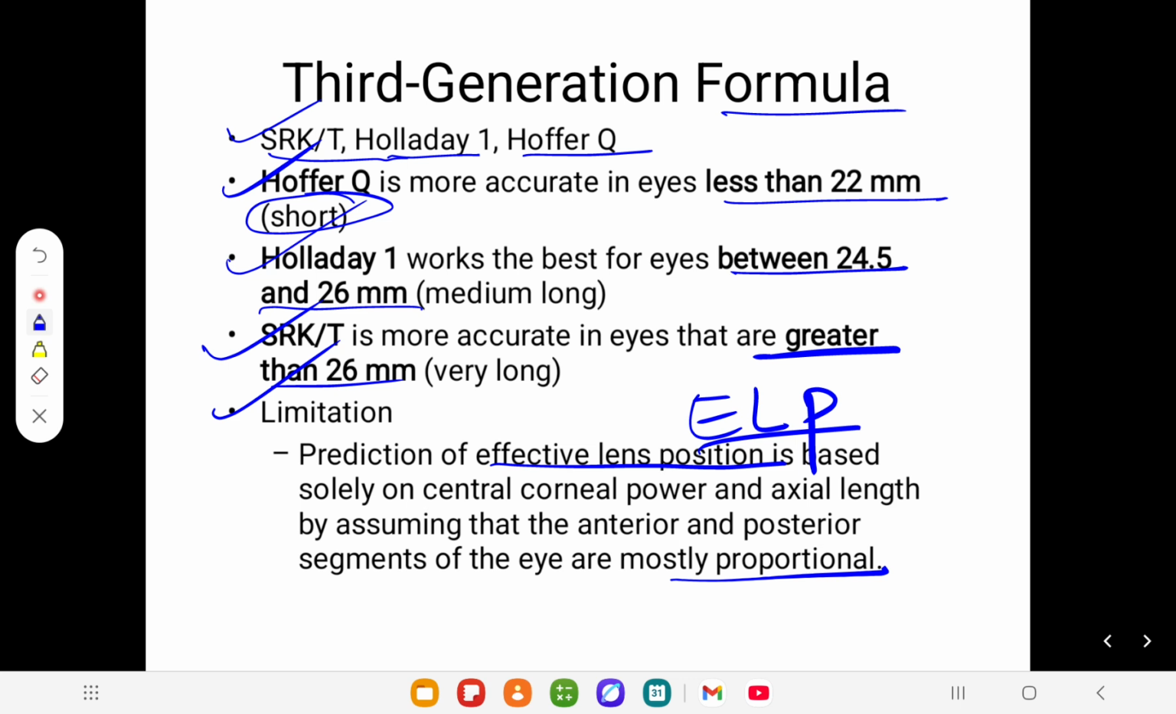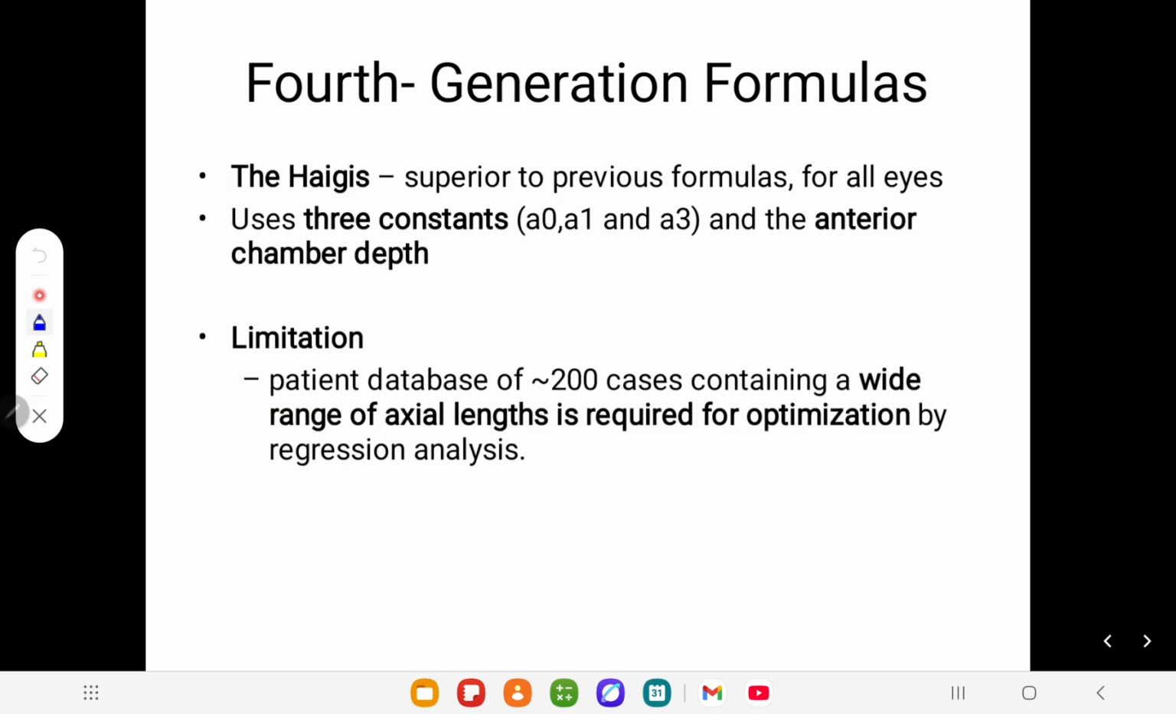So that's why effective lens position prediction is one of the great limitations in case of third generation formulas. But yes, third generation formulas work well as far as I can tell you. So fourth generation formula is Haigis.